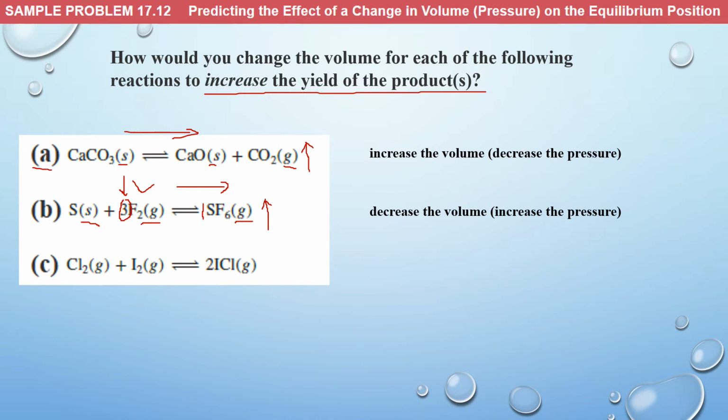For the last one, we have a chlorine gas reacting with 1 mole of iodine gas and generating 2 moles of ICl, iodine chloride. So we have 1 mole here, 1 mole here, so the total is 2. We have a 2 here, so we have equal number of moles of the reactants and the products in gas phase. Therefore, a change in volume has no effect on the concentration or on the yield of the product.